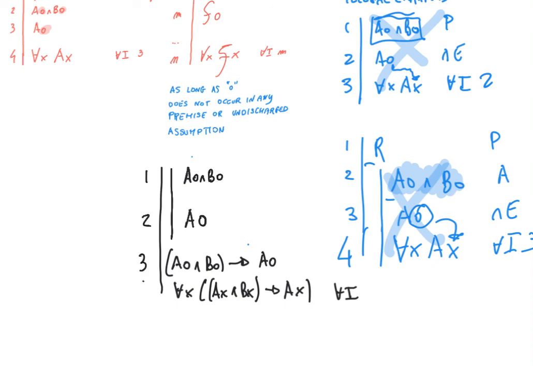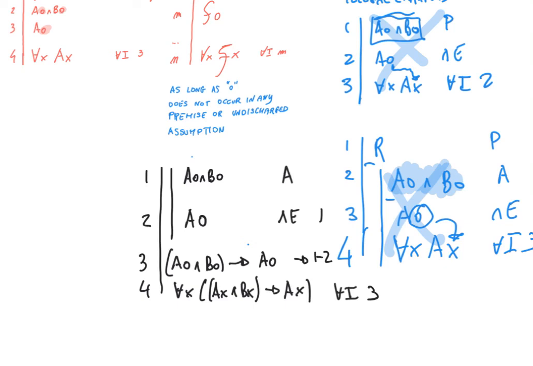I'll put numbers on this. So this is going to be an assumption. This is going to be conditional elimination based on 1. This is going to be conditional introduction based on 1 to 2. And this is going to be universal introduction based on 3. All right.